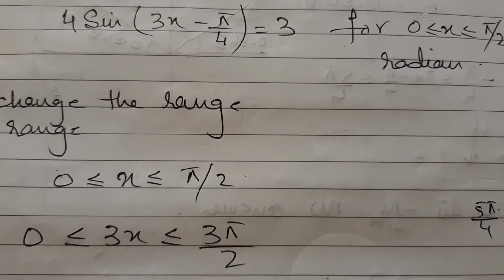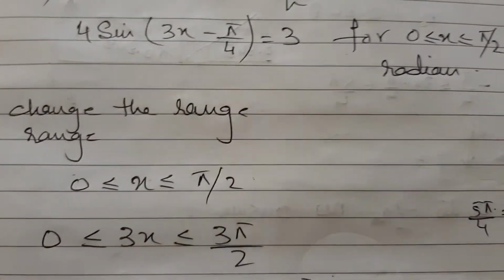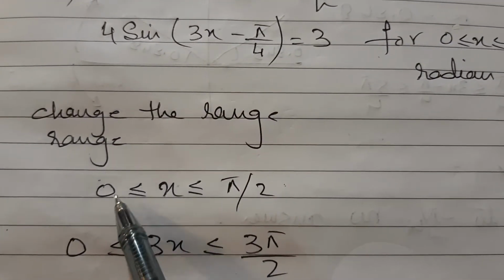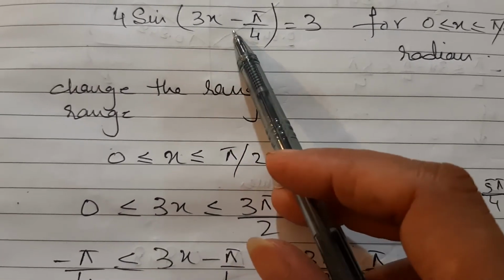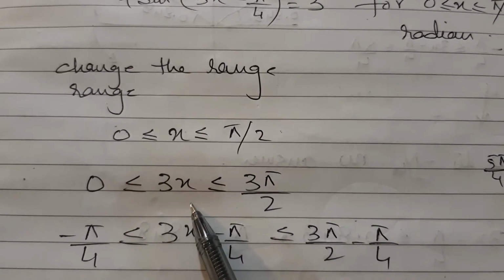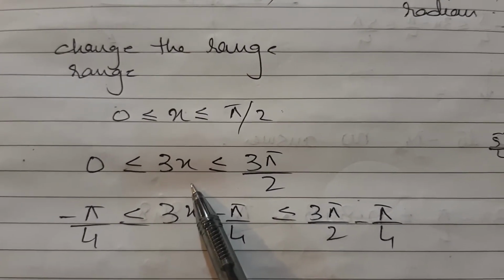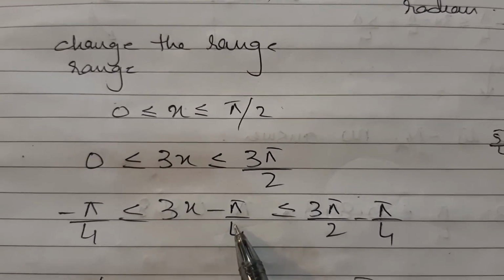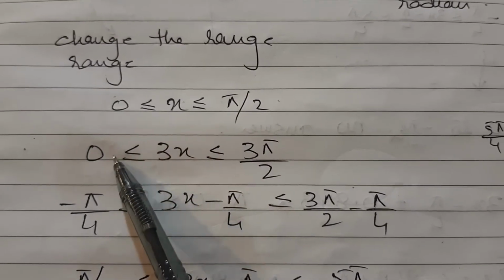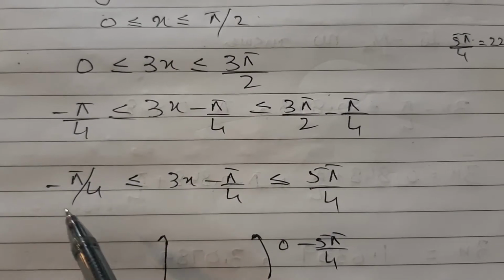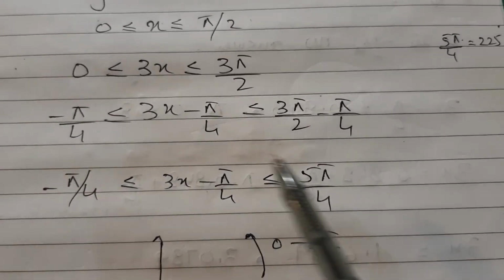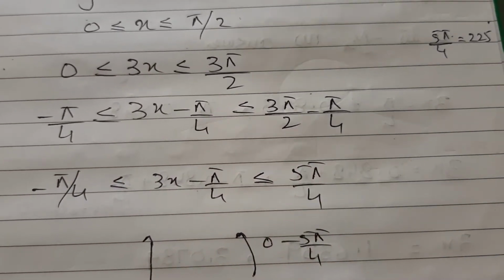Currently the x range is given to you from 0 radian to pi by 2 radian, and I have to change it into 3x minus pi by 4. So I'm multiplying throughout by 3 and then subtracting pi by 4 from each. So what did I get at the end? Minus pi by 4 to 5 pi by 4.